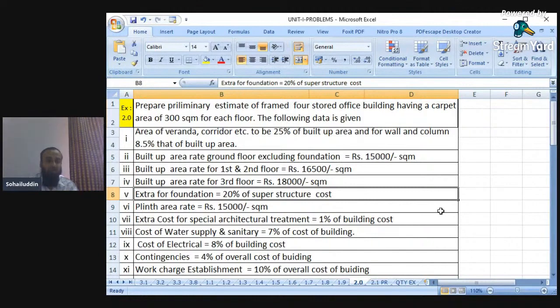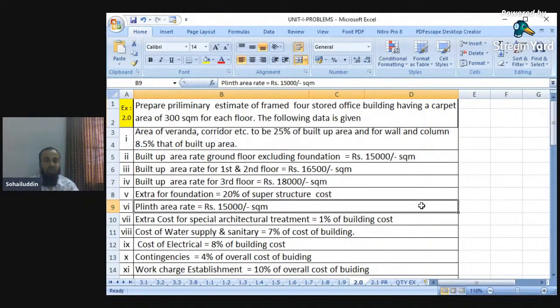Next, plinth area rate is also given same as the rate of the ground floor. It is just to confuse. Plinth area rate is nothing but the area of the ground floor. It is the same. This 15,000 and this 15,000, it is the same. That means the plinth area rate for ground floor is the same as 15,000.